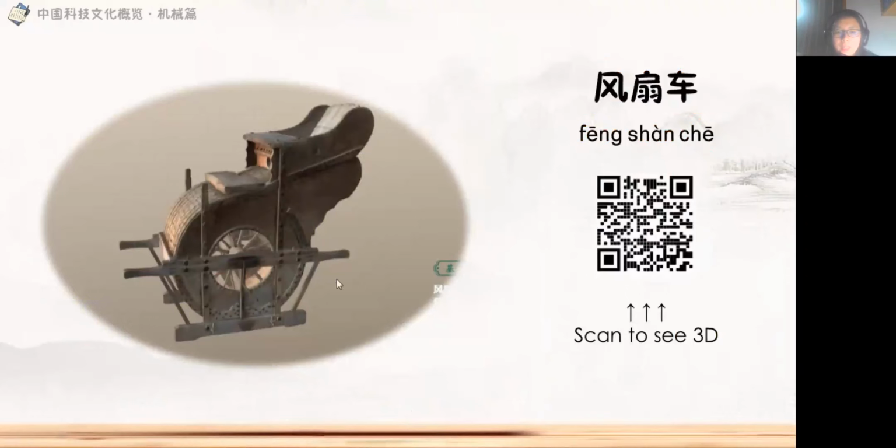So let's see. Here is the cleaning machine. We call it 风扇车. And you can also scan the QR code to see the 3D model of 风扇车. Now we will watch a video about how to use 风扇车. By the way, 风扇 literally means fan. So you can see this shape is like a fan.